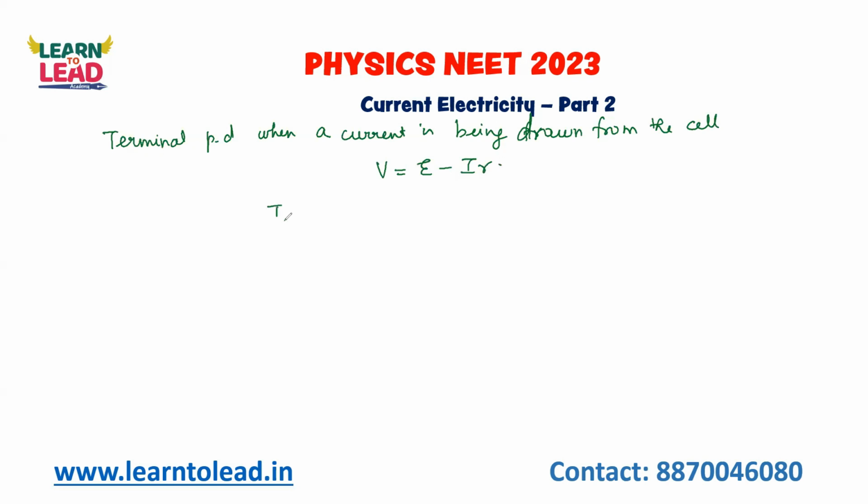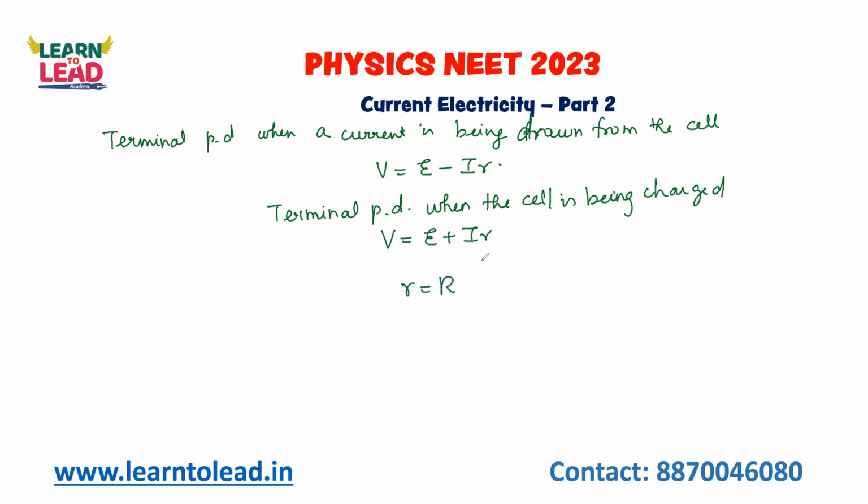Okay, and terminal potential difference when the cell is being charged. So terminal potential difference is equal to EMF plus Ir. Internal resistance of a cell is equal to external resistance into EMF minus V by V. Okay, next. So these are the formulas you should know based on the resistance of a cell.